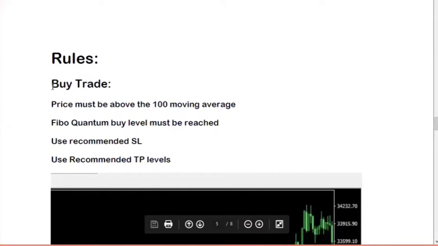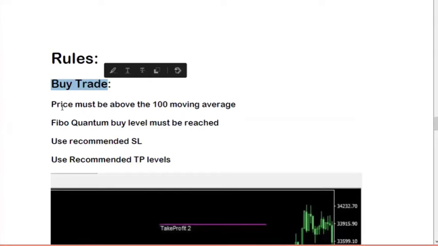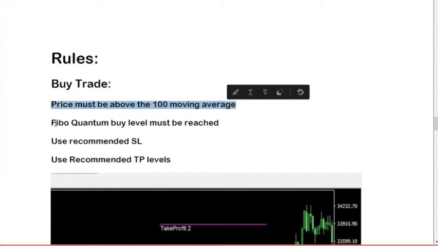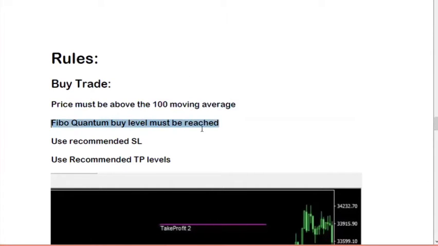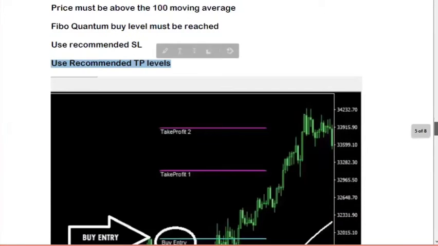So I'm just going to go through it quickly again. For a buy trade, for you to buy, the price must be above the 100-period moving average. The buy price must be reached. Use the stop loss and the take profits that are given.